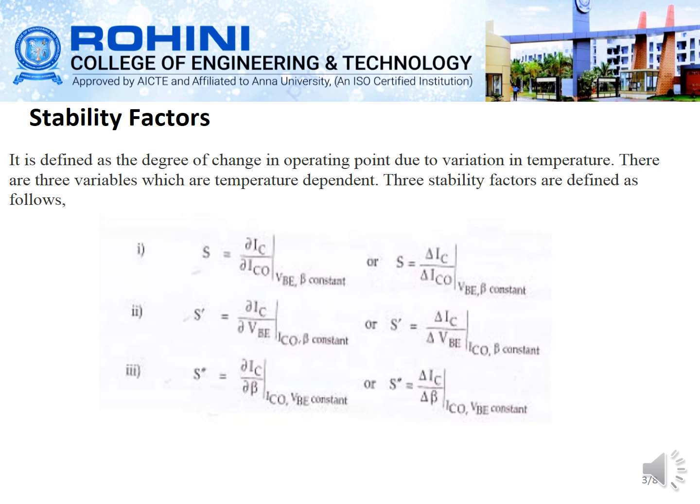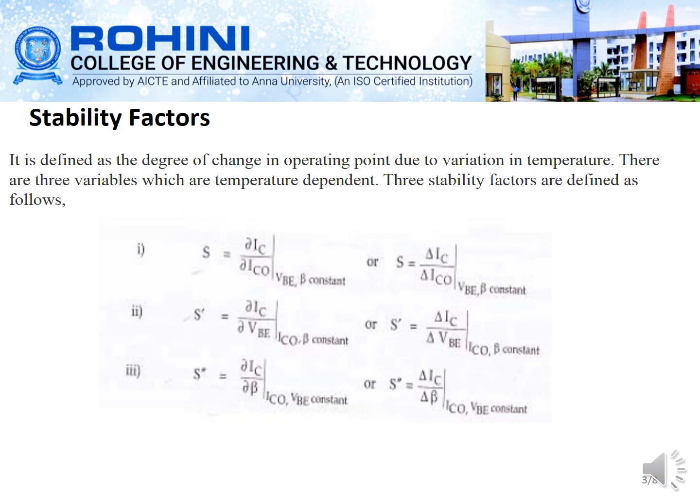We can say that the skew point is very stable, but even when it is stable, there will be some changes in the operating point due to the variation of temperature. There are three variables that change with temperature, so we define three stability factors. S is equal to ∂IC divided by ∂ICO when VBE is constant, that is, beta is constant, or S is equal to del IC divided by del ICO when VBE and beta are constant.